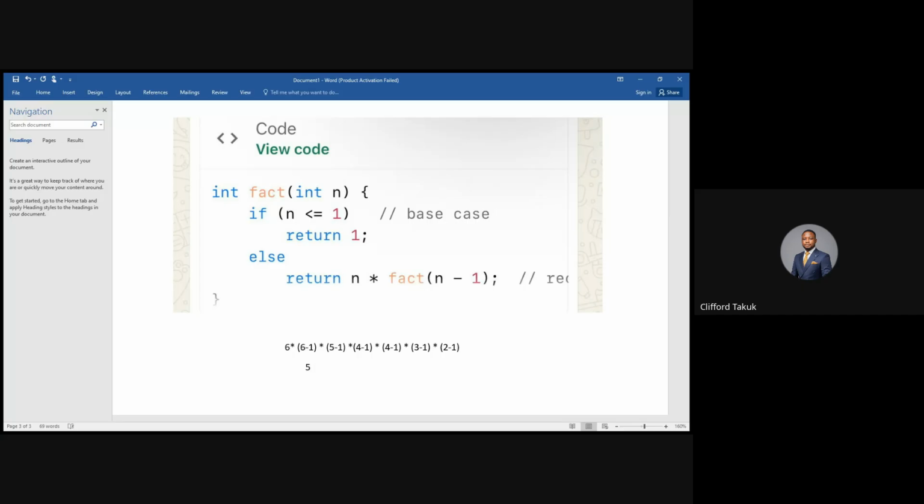No, the 6 is not part. The 6 is part. It starts from the 6. Are you sure? We multiply all the numbers. Okay. It starts from the 6. So we have 6 times 5, which is the 6 minus 1 will give us 5. Times 5 minus 1 will give us 4. Times 4 minus 1 will give us 3. Times 3 minus 1 will give us 2.